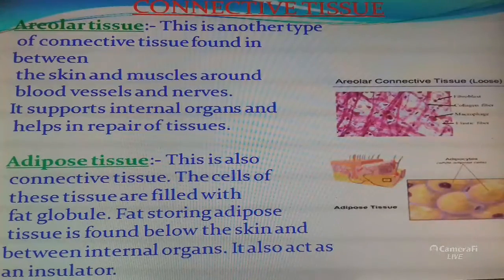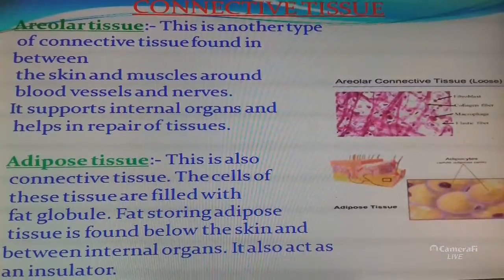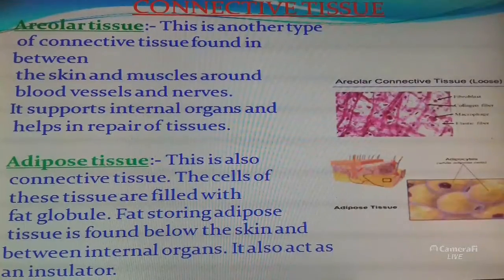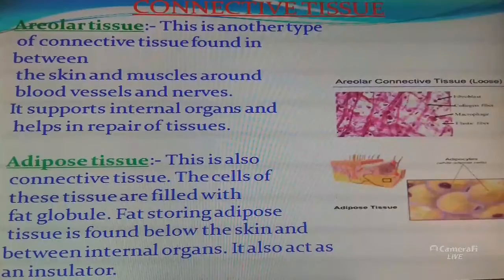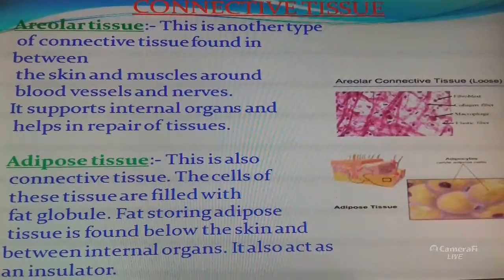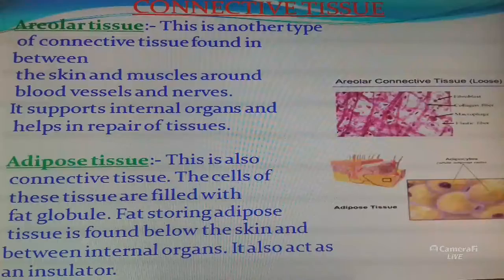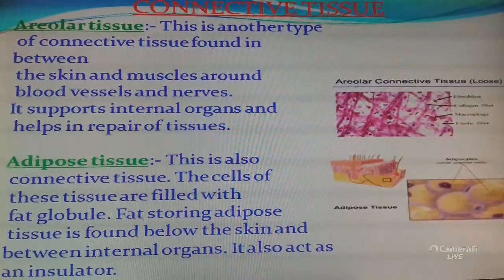In areolar tissue, the matrix is transparent, gelatinous and sticky. Areolar connective tissue is found between the skin and muscles, around blood vessels and nerves, and in the bone marrow. It fills the space inside the organ, supports internal organs and helps in repair of tissue. This is the function of areolar tissue.